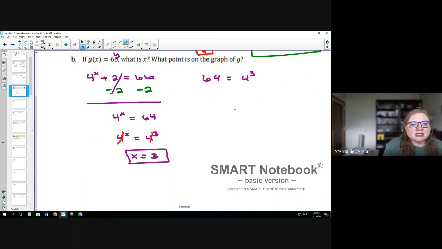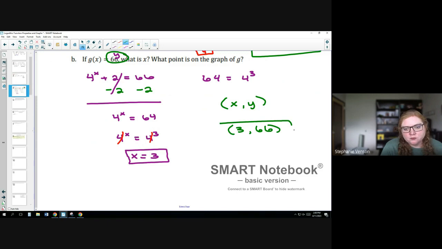Now remember, my second answer is the point that corresponds to this information. And again, we know that a coordinate point contains an x value and a y value. So up here, we said that the y was the output, so the y is 66, and then we figured out that the x was 3, so our corresponding point is 3, 66.